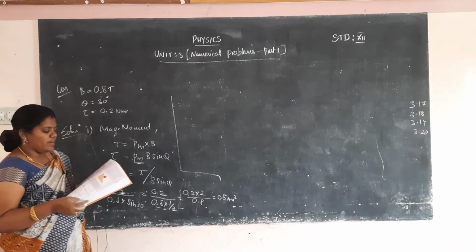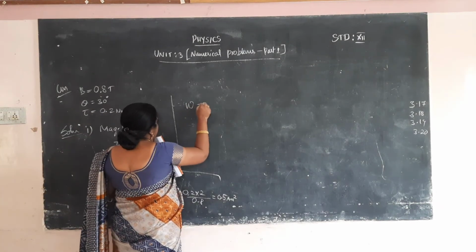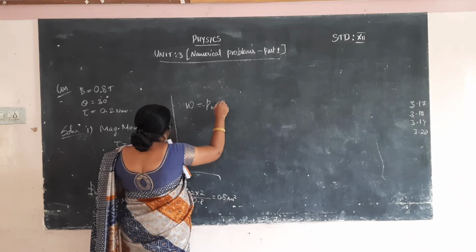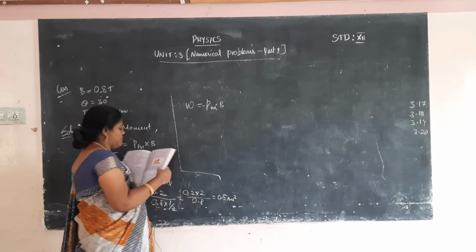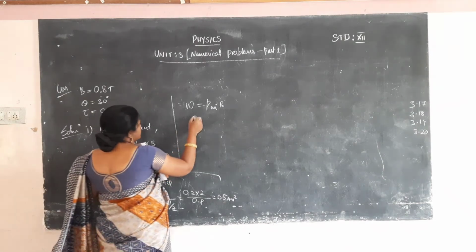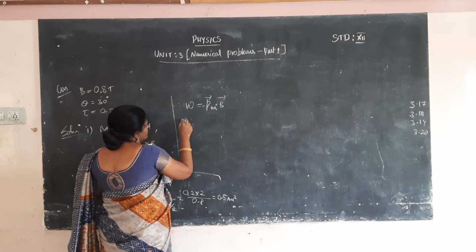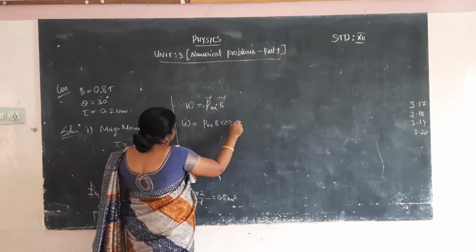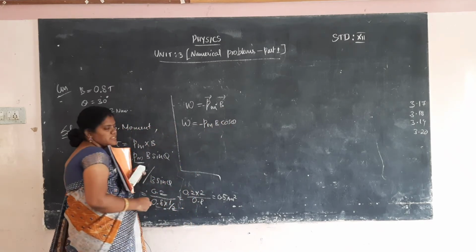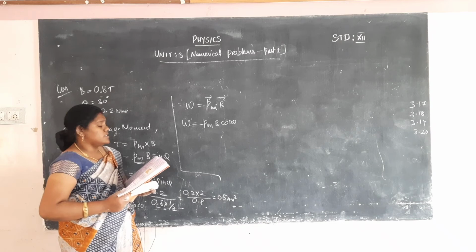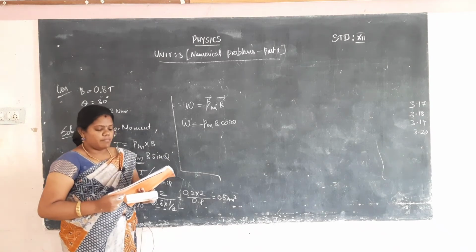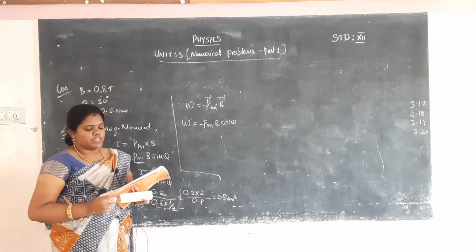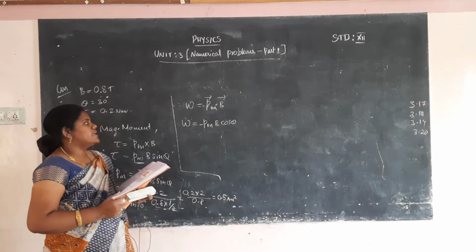So what's the formula for work done? Work done is equal to minus PM dot B. Okay. A dot B is equal to AB cos theta, so minus of PMB cos theta. Okay. So first we want to calculate the work done in the stable configuration and the unstable configuration. What is called the stable configuration? What is called the unstable configuration?